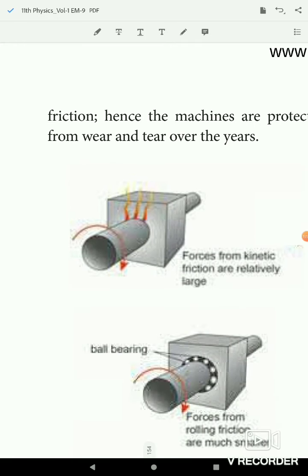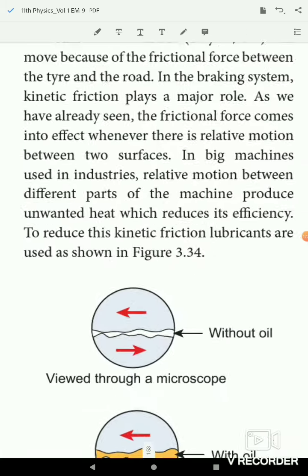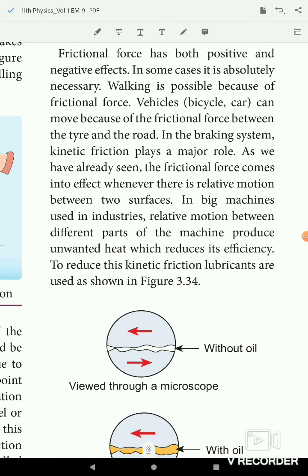Two surfaces interact between them, so the frictional force acts in this case. So what happens, heat is produced. So how to minimize this frictional force?